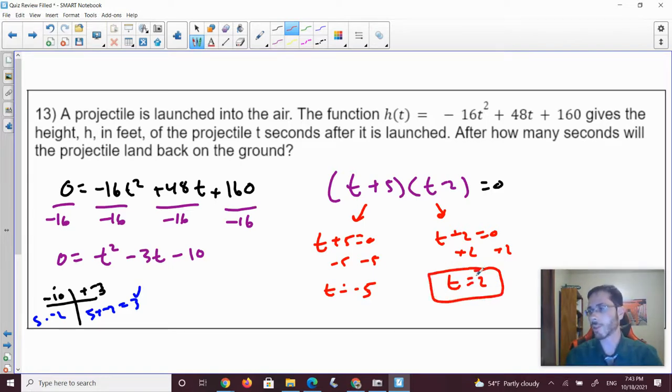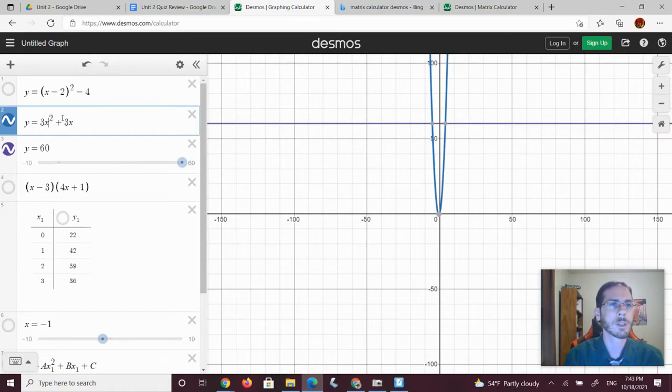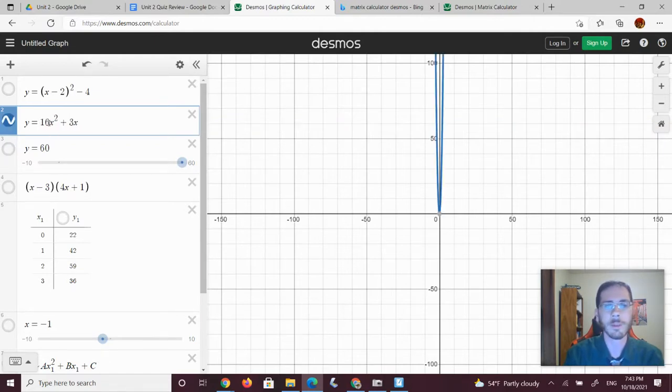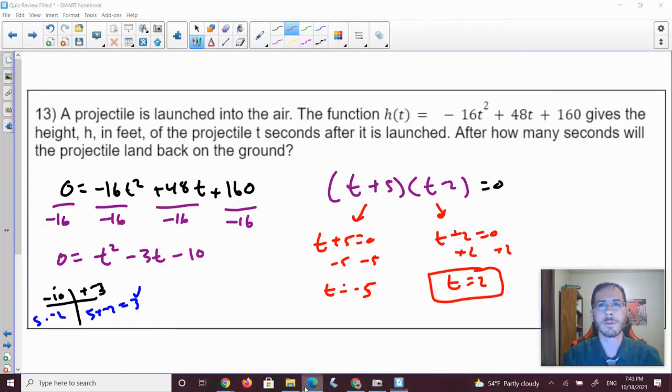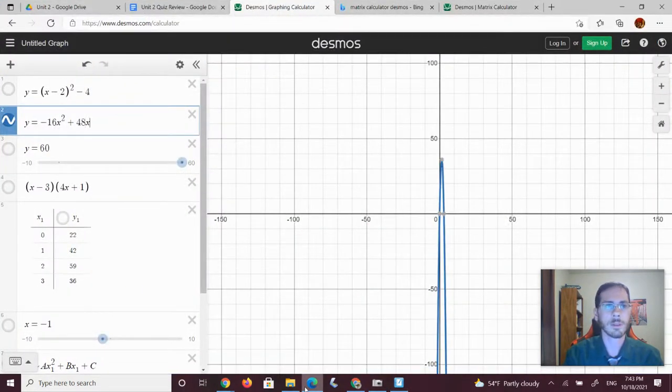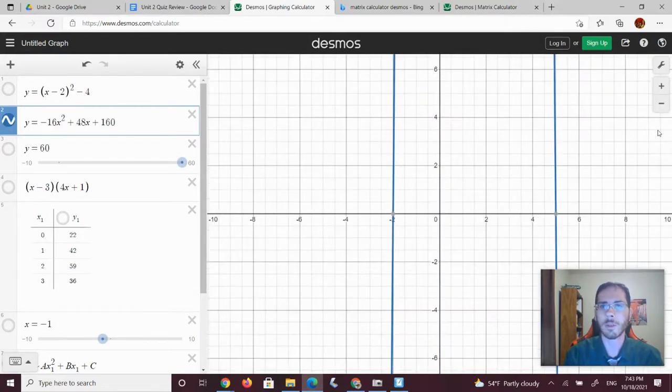I want to double check myself. Again, it's always worth it to double check, so I'm going to throw it into Desmos. Negative 16t squared. And again, I'm going to make these x's instead of t's. And also, I'm going to make this a negative sign, not an equal sign. Let's see, what else we have? Plus 48x and plus 160. Again, I want to find the zeros, so hopefully I did it right. I got negative 2 and 5.